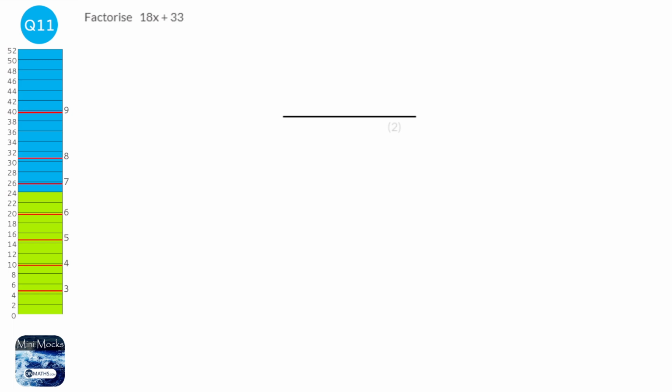Factorising is the opposite of expanding, so instead of multiplying something out of a bracket, we're putting it in a bracket. I'm going to start just by putting the bracket down. And we're going to ask ourselves, what number can we divide out of 18 and 33? And we need the biggest number we can divide out of both of them. So we're essentially looking for the highest common factor. So 18 and 33, that would be 3.